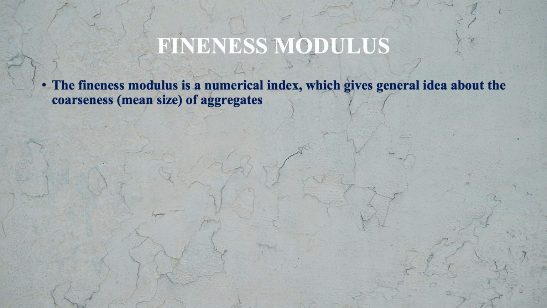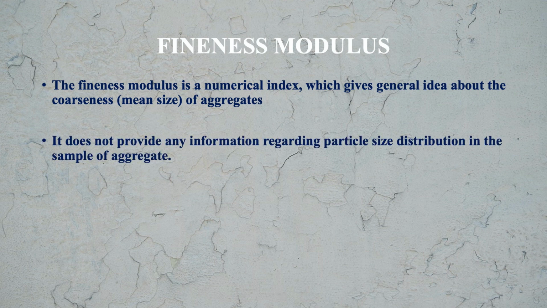The fineness modulus is a numerical index which gives a general idea about the coarseness, meaning the mean size of the aggregate, that is, how coarse the aggregate is. So it gives an indication of the coarseness of the aggregate. It doesn't provide any information regarding the particle size distribution in the sample of aggregate.